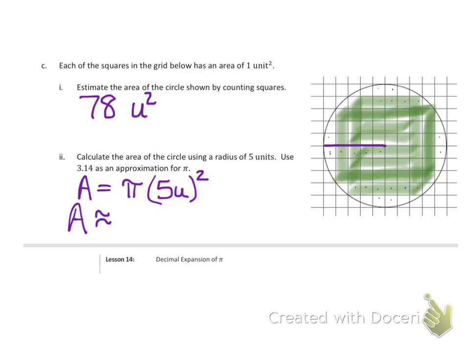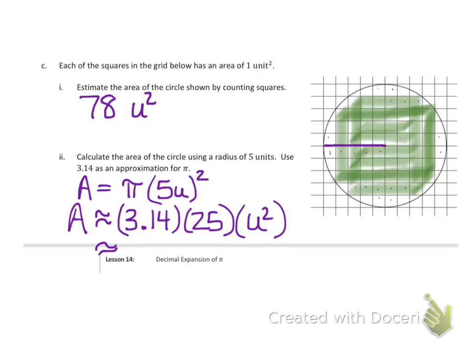now approximately, let's put in our approximation for pi, 3.14 times 5 units squared is 25. So we're going to have times 25, which is the 5 times 5. The units times the units is units squared. So when we multiply that all out, and a calculator is good for this, we're going to get 78.5 units squared. Wow, that's pretty close.